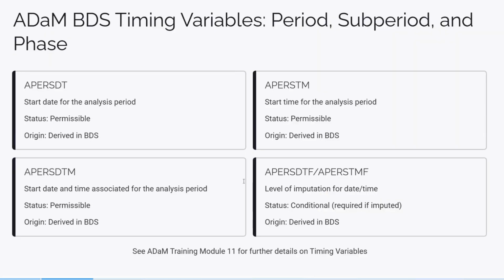Okay, so next we'll be talking about the timing variables: period, sub period, and phase. So the start date for the analysis period is permissible and derived in the BDS format. The start time for the analysis period relates to the period and the time point. These are permissible variables, and the origin is derived in the BDS. Then there is the start date and time for the analysis period, ASPRSDTM, which is permissible, and ASPRSTMF is the level of imputation for date or time, conditionally required if imputed. You can check module 11 for further details on the timing variables.